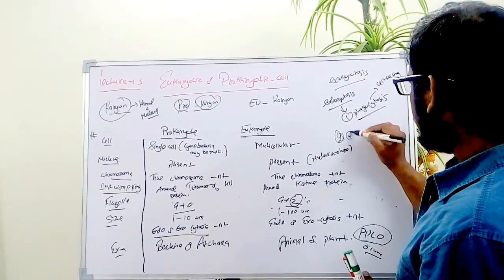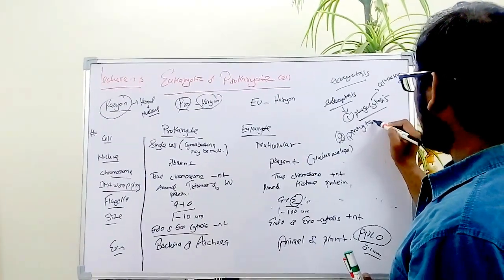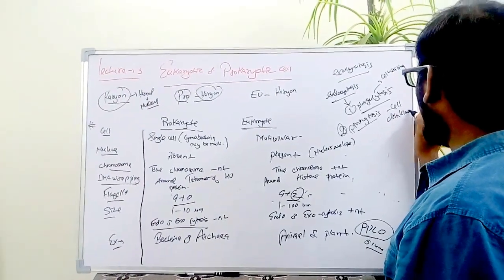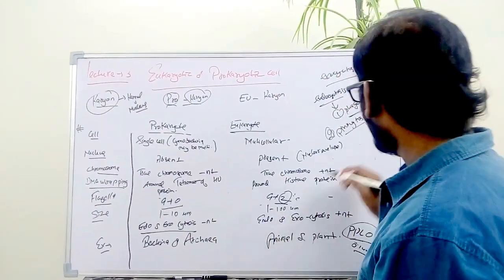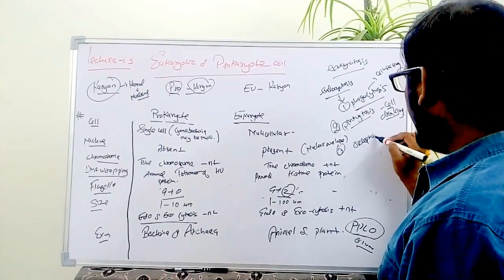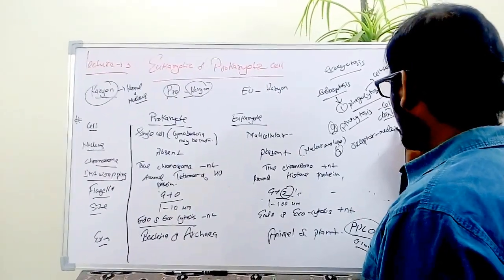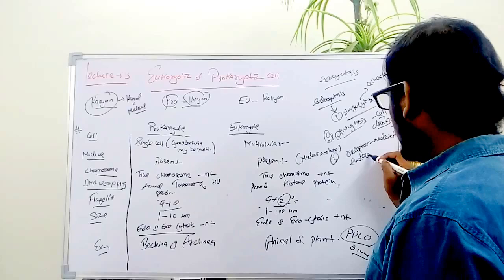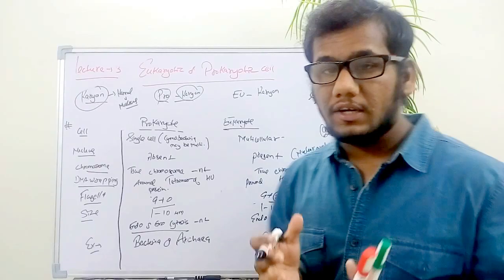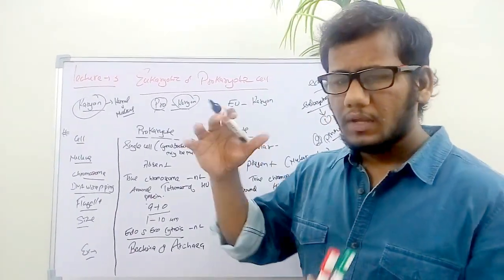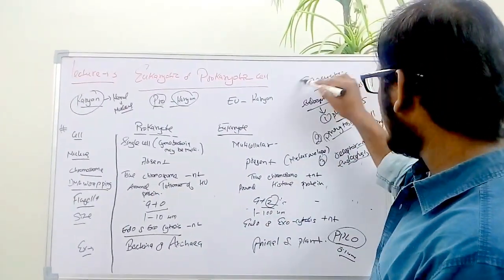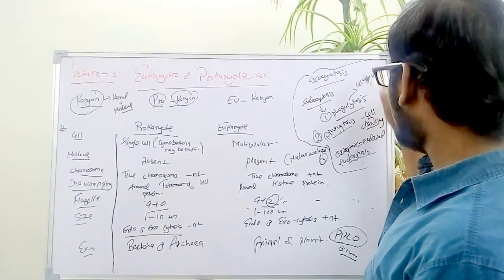The second is pinocytosis. Pinocytosis means cell drinking, where the cell takes in fluid material. And the third is receptor mediated endocytosis. This is a very specific and selective type of endocytosis. It allows only selective material into the cell. So this is about the bulk transport phenomena, endocytosis and exocytosis.